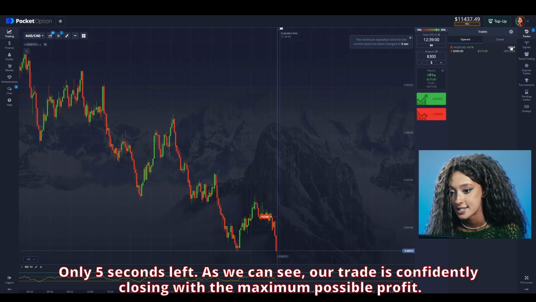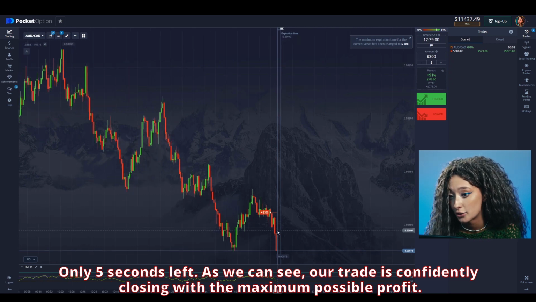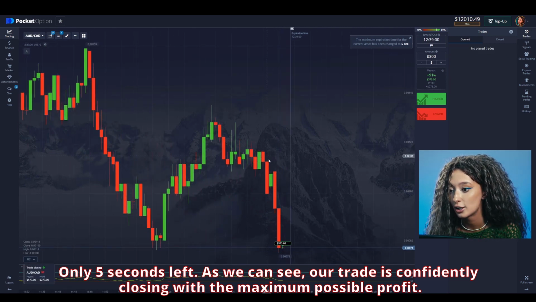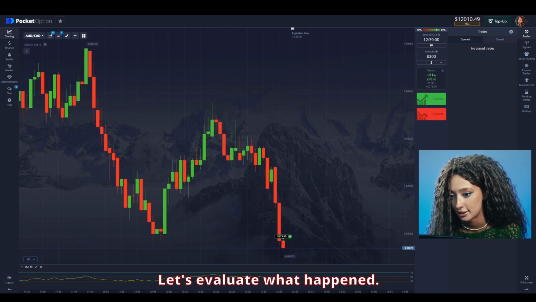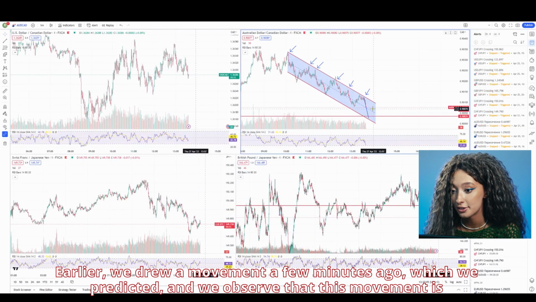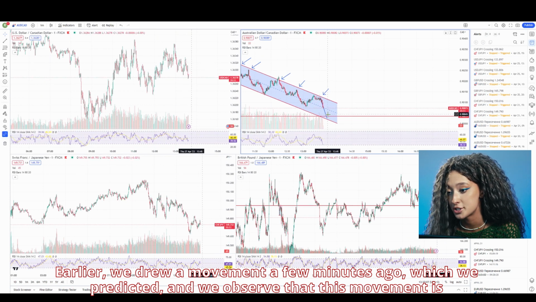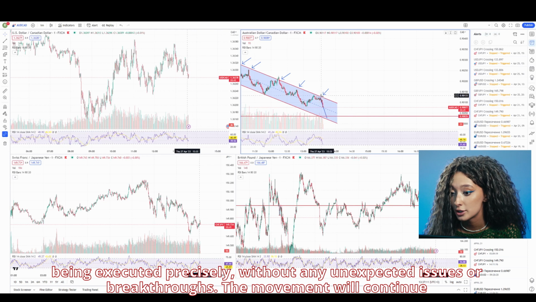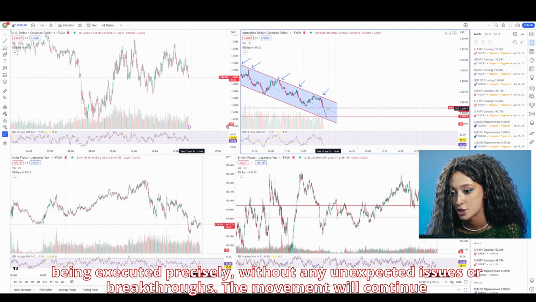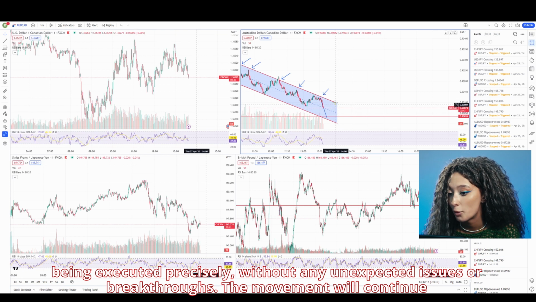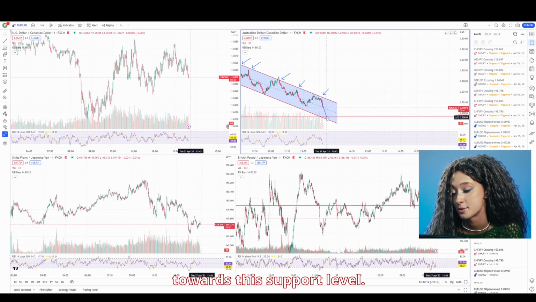Only 5 seconds left, and as we can see, our trade is confidently closing with the maximum possible profit. Let's evaluate what happened. Earlier we drew a movement a few minutes ago, which we predicted, and we observed that this movement is being executed precisely, without any unexpected issues or breakouts. The movement will continue towards this support level.